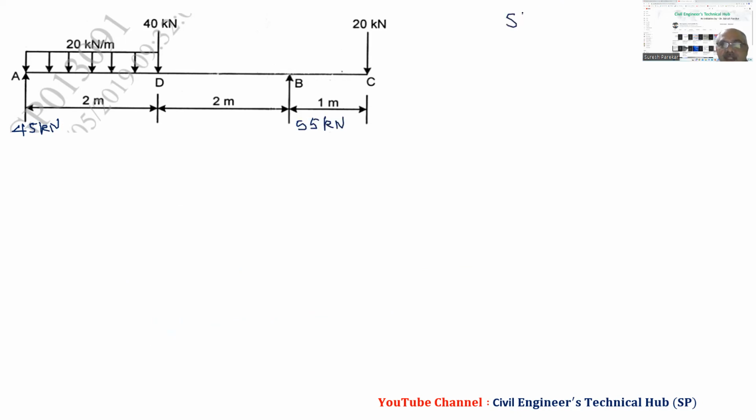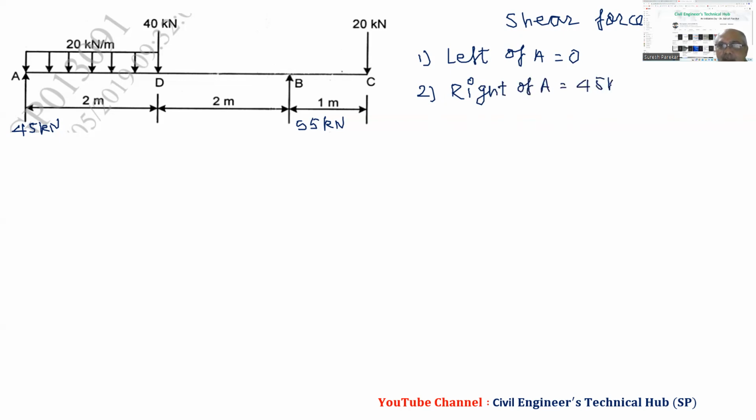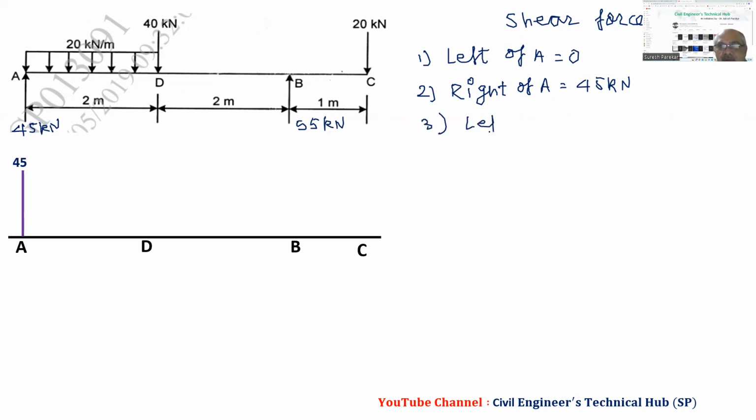And now we will go for shear force. So first, left of A, we have 0. Right of A, we have 45 kilonewtons. Now we will plot it, 45 kilonewton. Then third, left of D, we have 45 minus 20 into 2 equal to 5 kilonewtons. So we have 5 kilonewton.